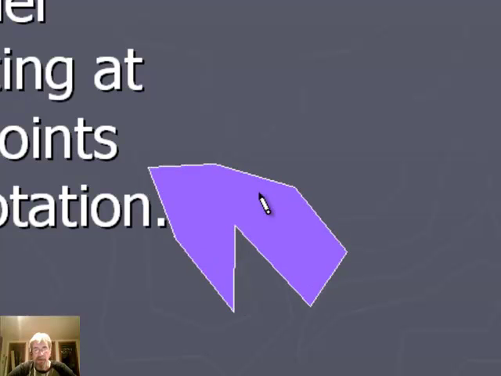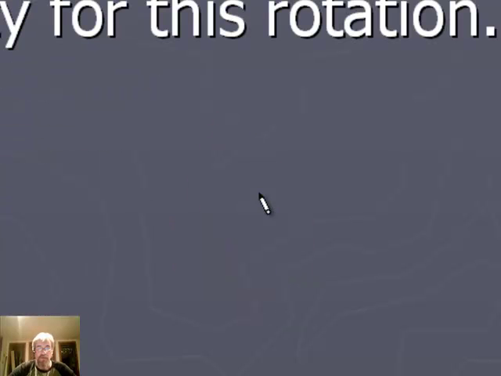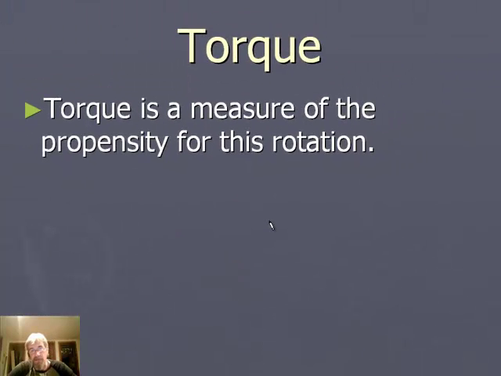So the thing is spinning around here because the forces acting on it are not acting on the same point. So how do we deal with that? Well, there's a concept that goes along with this idea, a tool that helps us to understand this and to make predictions about it. It's called torque. Torque is a measure of the propensity for that kind of rotation. So it's a way to deal with forces that are not all at the same point.